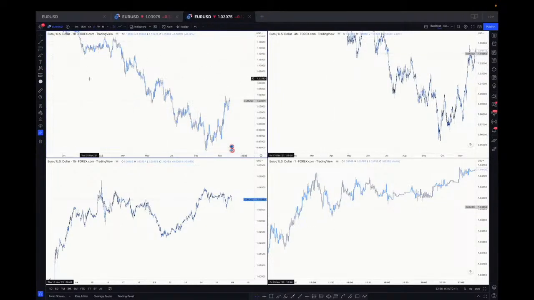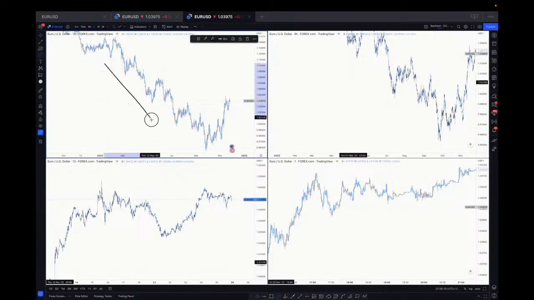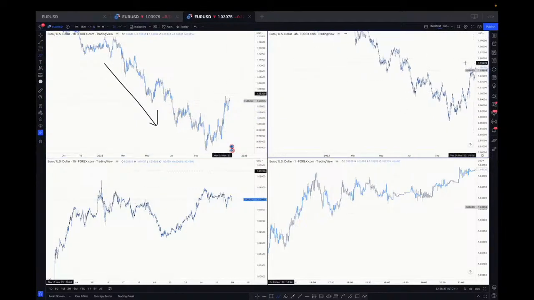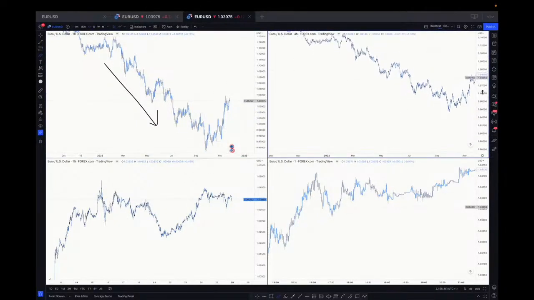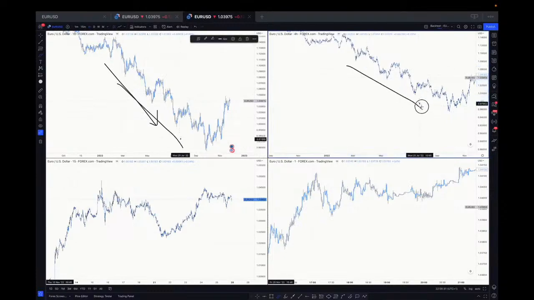On the daily chart, you can see obviously that the market is trending downwards, right? This is very clear as day. When you look at the 4-hour chart here, if we zoom out, you can also see that the 4-hour chart has, of course, been trending downwards from what you can see here, right? Of course, there seems to be a change here, which we're going to see shortly.